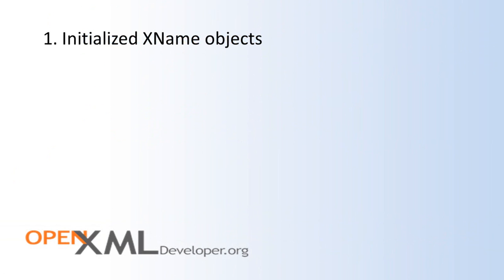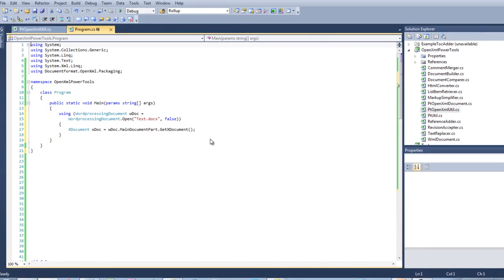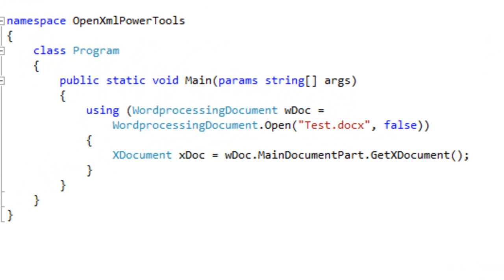The next area of interesting functionality in PtOpenXmlUtil.cs is get XDocument and put XDocument. In these videos introducing these utility methods, you've already seen me use this extension method. Get XDocument is written as an extension method on an OpenXML part.